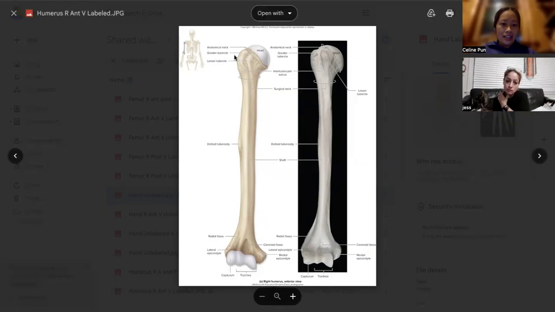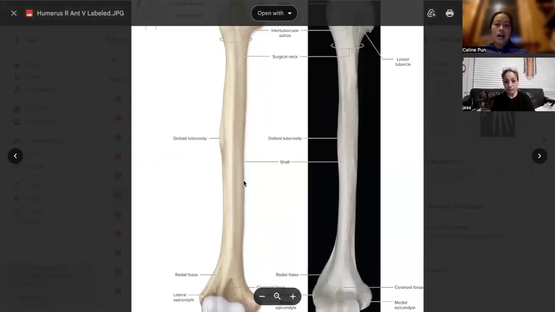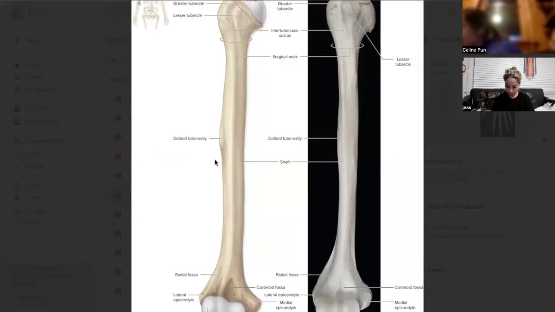Okay. And then there's also a greater tubercle and a lesser tubercle on the humerus. So this looks very similar to the femur for the top. And then this also has a shaft like a femur. So that's good to remember. And then by the shaft, there's a little protrusion, a little projection called the deltoid tuberosity. And tuberosity means a rough projection, and that's where the deltoid probably connects.